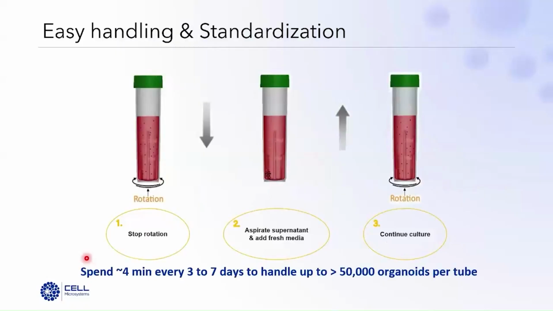So to do those media changes, it's really quite simple. You stop the rotation of the tube. The tube is allowed to sit in that controlled incubator environment. And importantly, you only have to stop the rotation of the tube that you're interested in handling. So unlike an orbital shaker, each of these tubes can be started and stopped independently. So after the organoids have settled to the bottom of the tube, you aspirate the media, add fresh media, and return it to culture. And ultimately, I found and our customers find that we're typically spending less than 5 minutes once or twice a week to handle thousands of organoids using these methods.